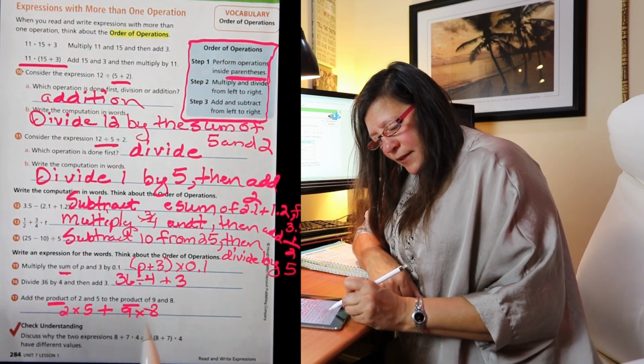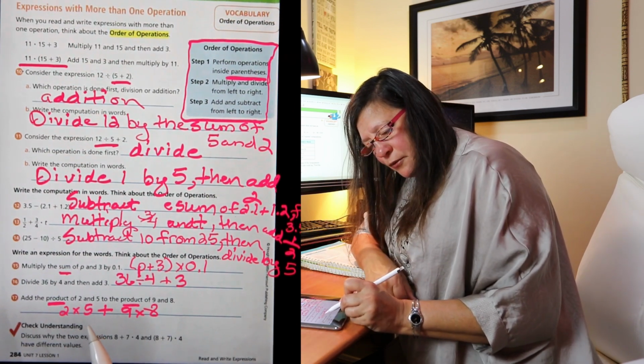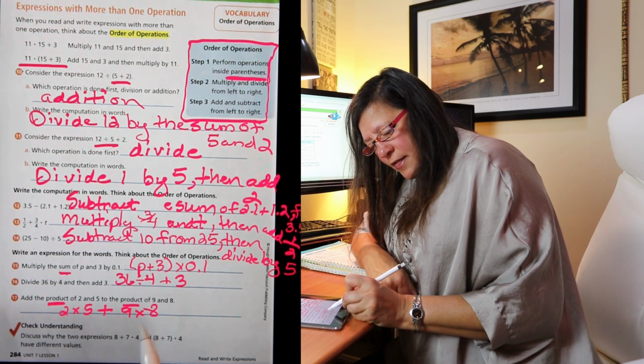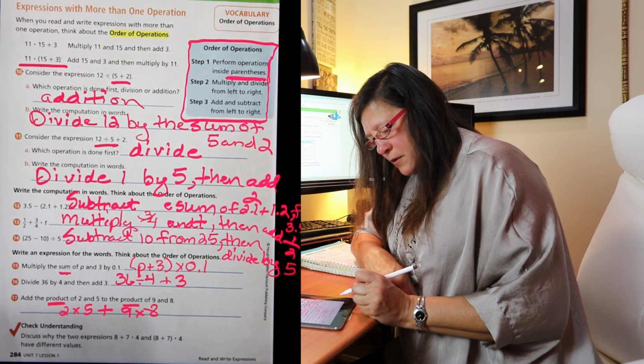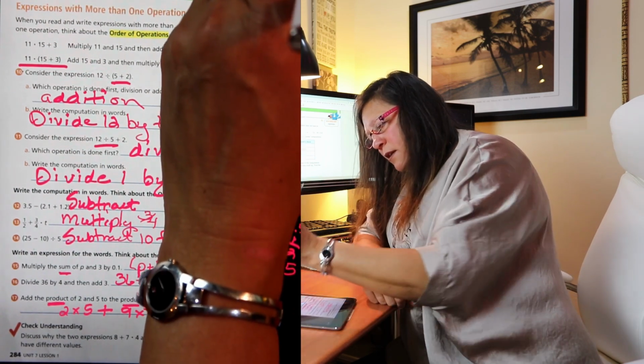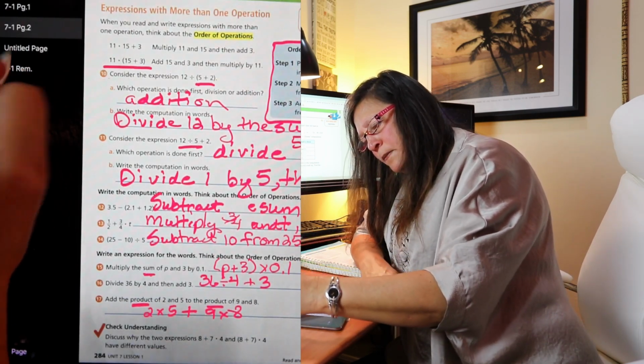We don't really need parentheses because if we follow the order of operations, you would do 2 times 5, then you would do 9 times 8, and then you would add them. And that's what it says to do. All right, that concludes our activities.